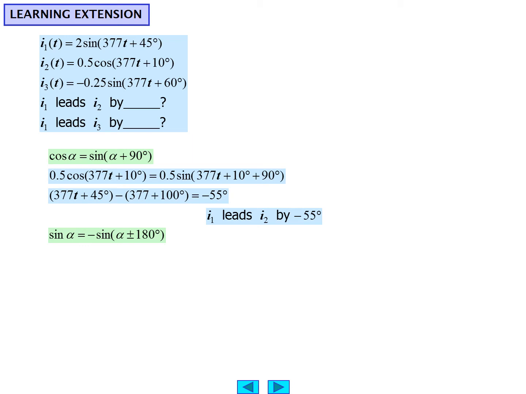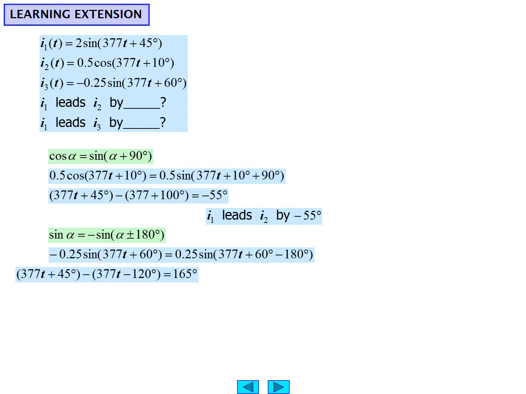To move on, we could also use the trigonometric identity sine alpha is equal to minus sine quantity alpha plus or minus 180 to reconcile the negative amplitude for I3. Remember, that was one of our predicates. We have to have positive amplitudes for comparison. So here we have minus 0.25 sine 377t plus 60 is equal to 0.25 sine quantity 377t plus 60 minus 180.